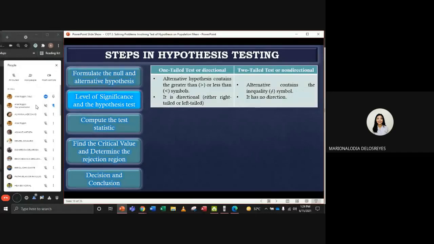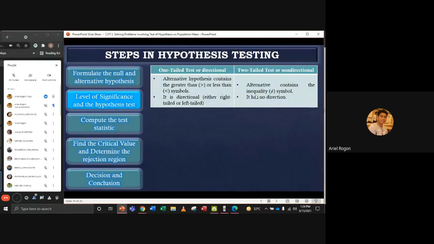In the alternative hypothesis, that is our clue, no? If your alternative hypothesis contains greater than or less than, that is a one-tailed test, also known as directional. So kapag yung alternative hypothesis natin ay gagamit ng greater than or less than symbol, that is a one-tailed test.